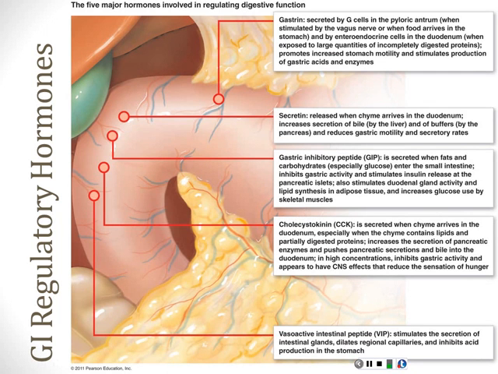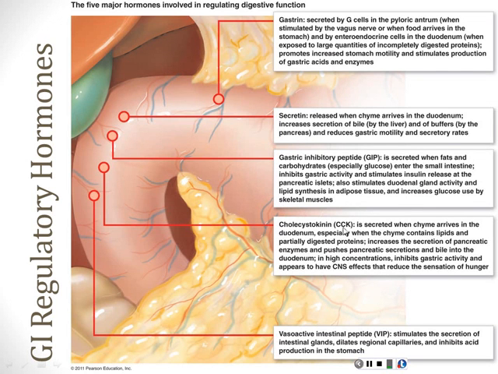And then the other target is at the pancreas. The pancreas is what produces the enzymes that actually digest fats. So in order to digest fats, we need bile and we need pancreatic enzymes. And CCK stimulates both of those things. And because fats take a long time to digest, CCK also inhibits the release of gastrin. So just like GIP, cholecystokinin slows down the digestive system to give a chance for those fats to get digested.